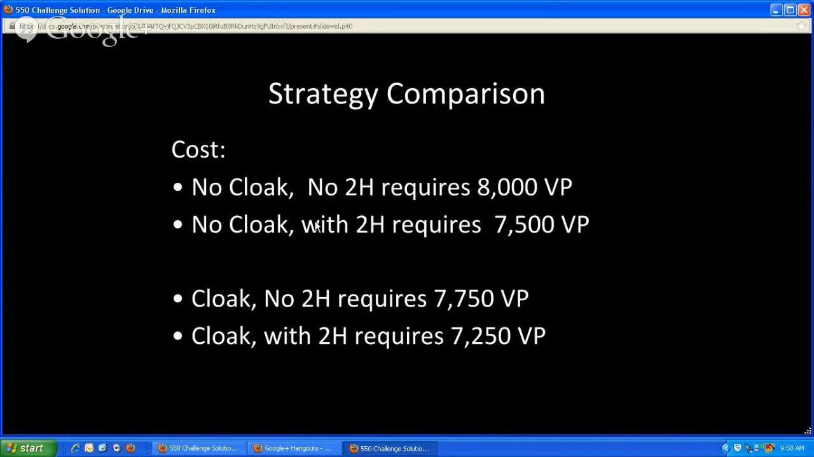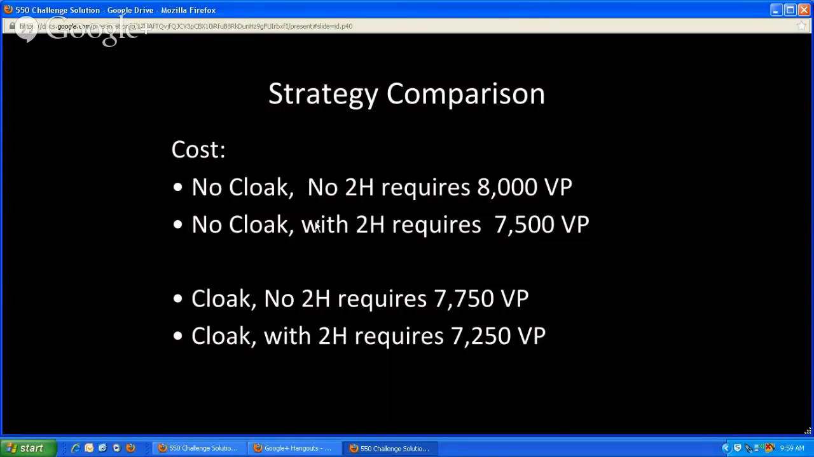If you have a two-hander and no cloak, it's going to cost you 7,500 valor points. If you have a cloak and no two-hander, it'll cost you 7,750 valor points. If you have the cloak with a two-hander, it'll be the least expensive in terms of valor points, and that would be 7,250 valor points.